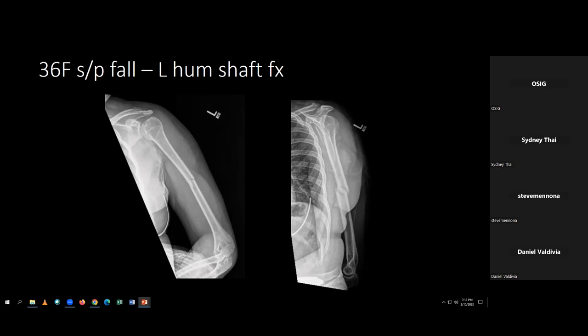This is just fracture care, but that's the overview of what you do as an orthopedic surgeon, whether this is trauma or otherwise.